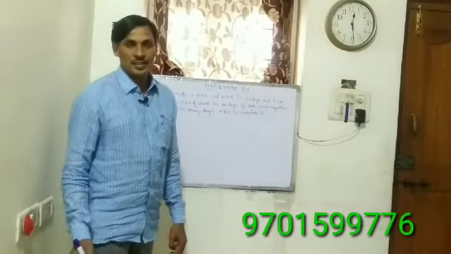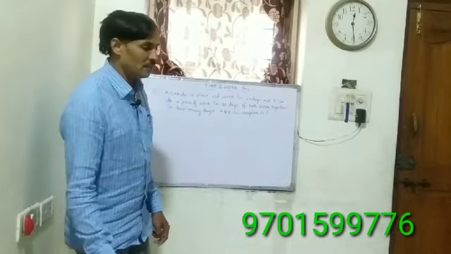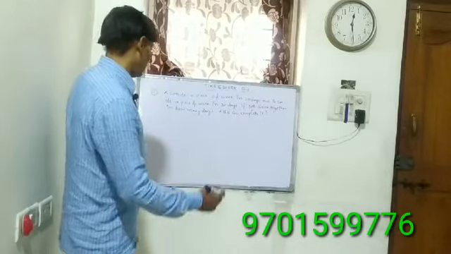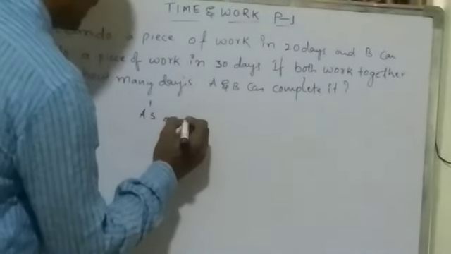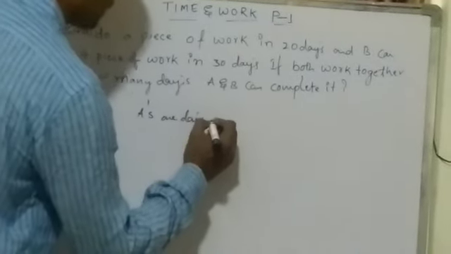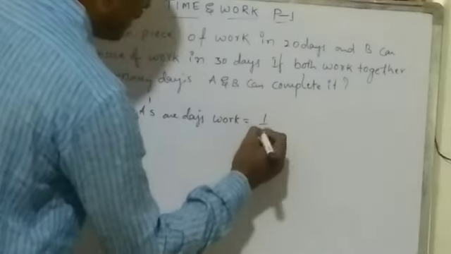So first we have to see the general method, then afterwards we will go for the shortcut method. First I will explain the general method. See, A's 1 day's work will be 1 by 20.